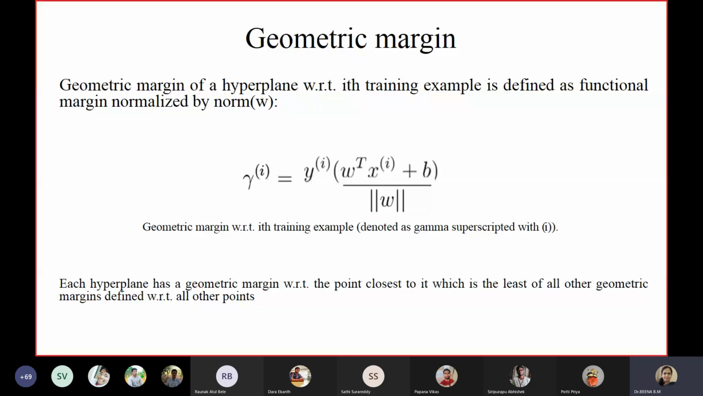Next, geometric margin. Geometric margin with respect to the ith sample is equal to y superscript i times the hyperplane equation divided by modulus of W. So this is the equation for the ith sample. And each hyperplane has a geometric margin with respect to the point closest to the hyperplane, which is the least of all other geometric margins defined with respect to all other points. What do you understand by this statement?